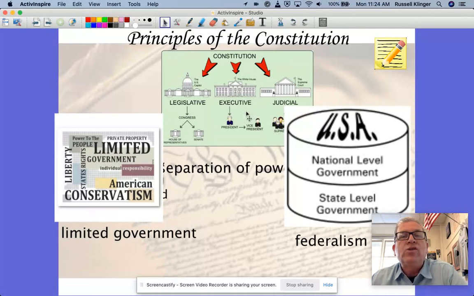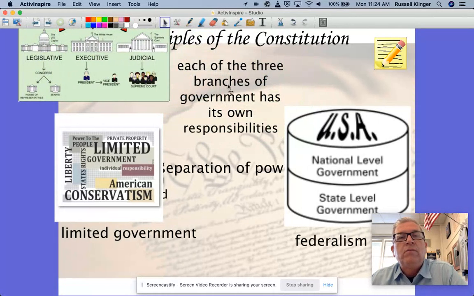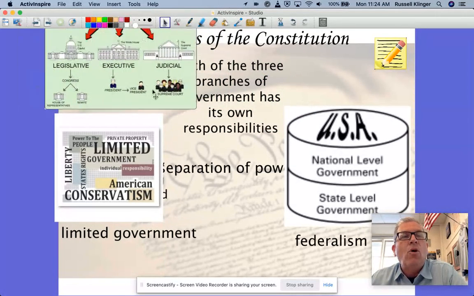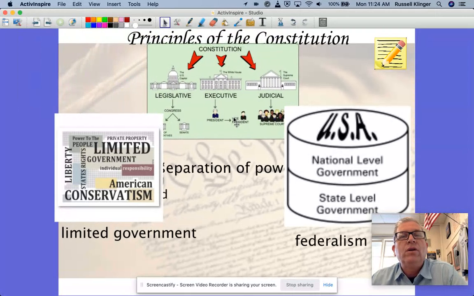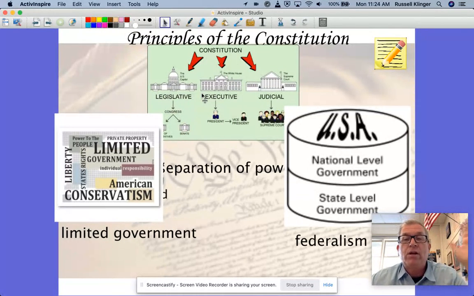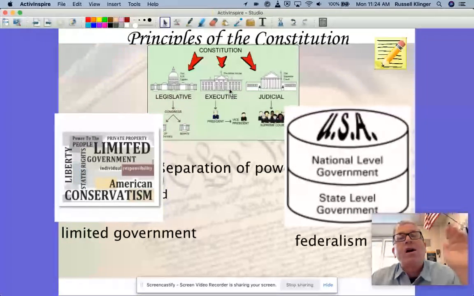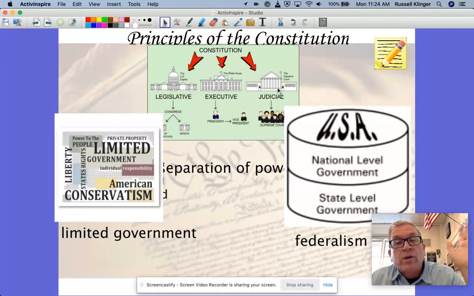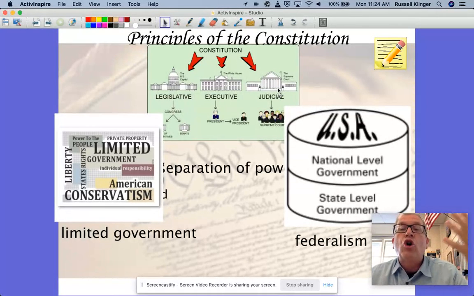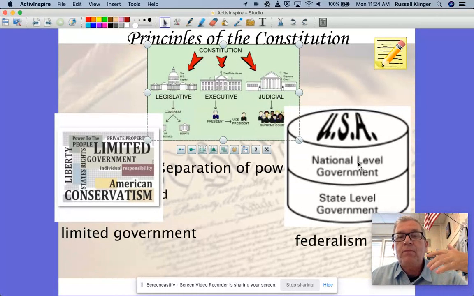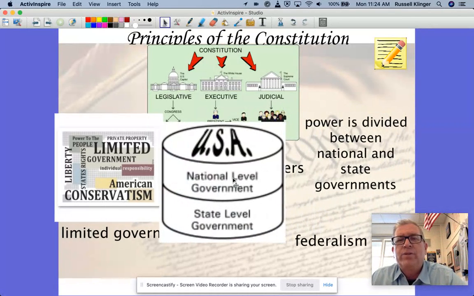The idea of separation of powers is that each of the three branches of government has its own responsibilities and its own job to do, if you think about it. I mentioned them in the last slide: the legislature passing laws, the executive enforcing laws, the judiciary, the court system, interpreting those laws. And the last one that we've talked a lot about in this class is the idea of federalism, where we divide power between a national government and state governments.